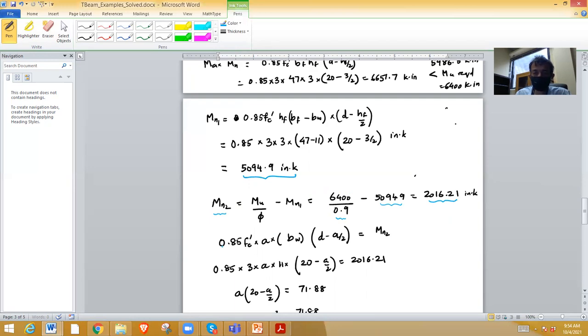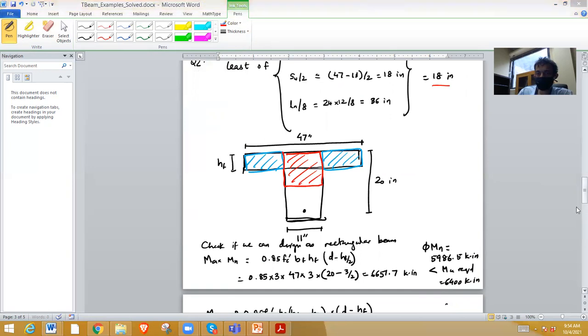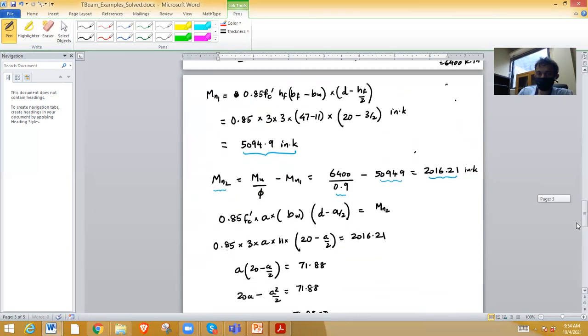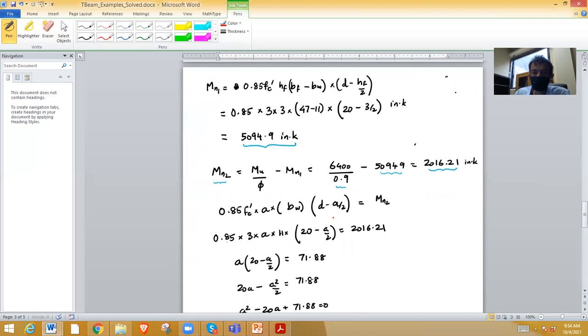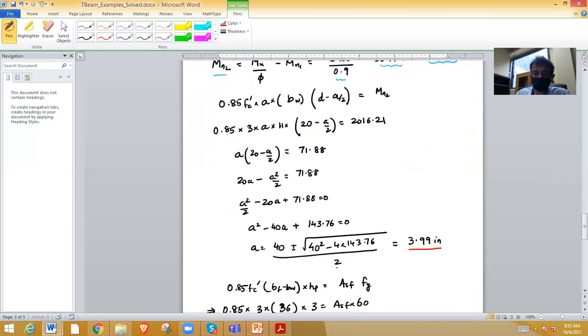Now you solve for this quadratic, because what is C2? C2 is 0.85 fc prime times a times bw. So what is a? We don't know. bw is 11, web depth d is 20 minus a by 2. So we solve for a by the quadratic. We will get a is 3.99 inches.